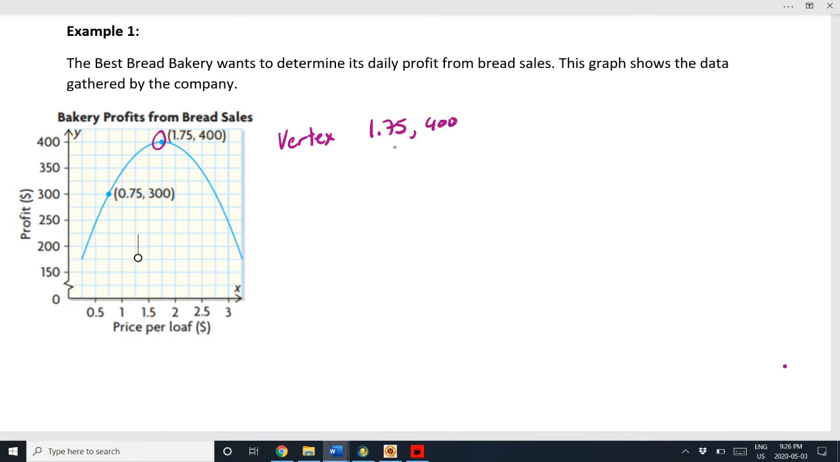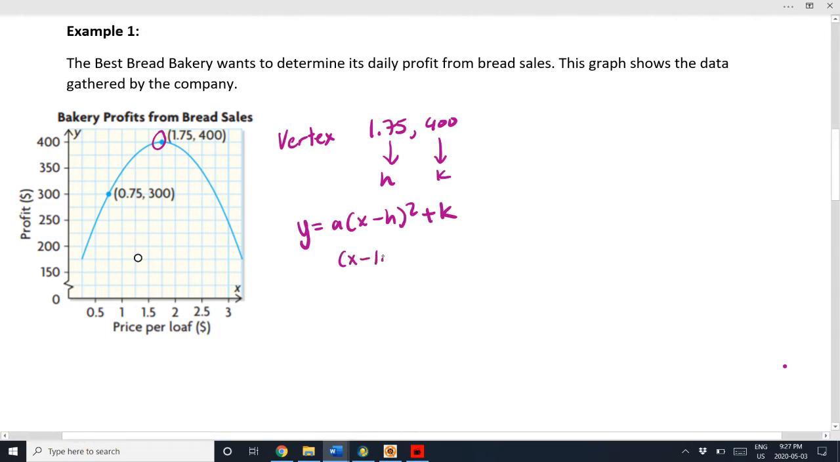So we're given the h value and the k value. Let's fill in our skeleton of the vertex form. We know the h, so let's fill that in. We know our k is 400. We're missing our a still, so we just need to find a now. Examining the parabola again, we're very clearly given one of the points here, 0.75, 300. So we know an x and y value that exists on this parabola. So we can fill in those data and solve for a.